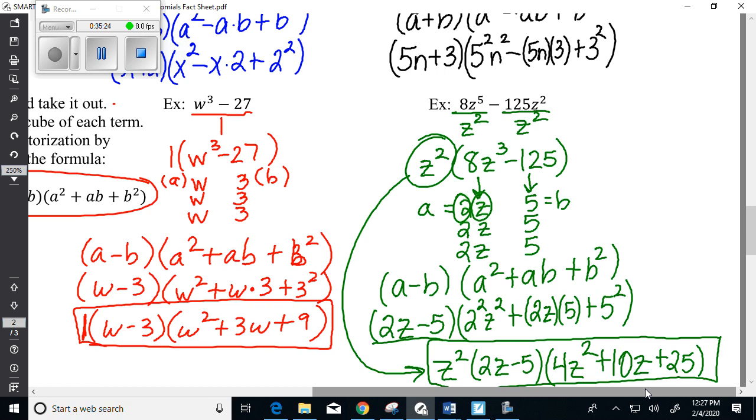So that's sum and difference of cubes. Again, they're not hard. They are work, but they're not hard.